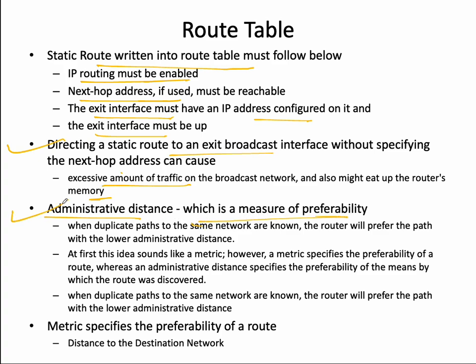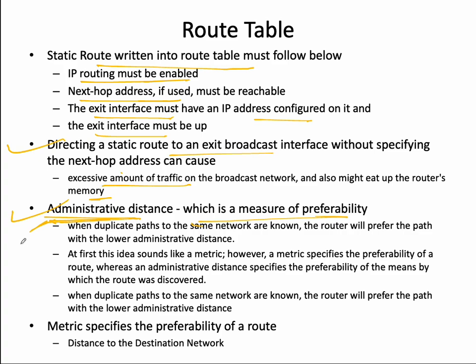So now you will wonder what's the administrative distance. Administrative distance is a value used by routers to determine which routing protocol to trust if multiple protocols provide different routes to the same destination. And that time administrative distance is very useful.